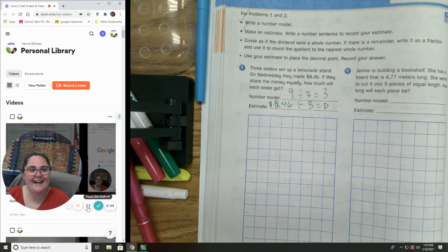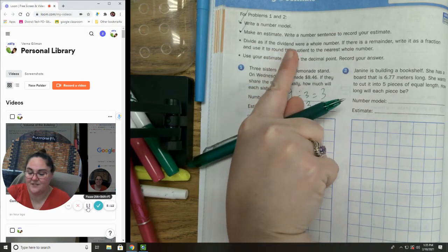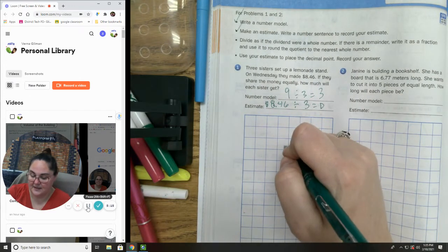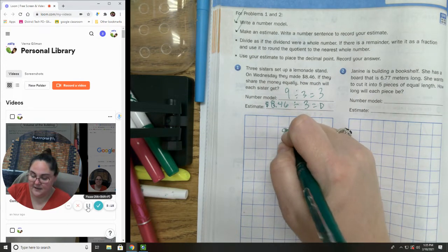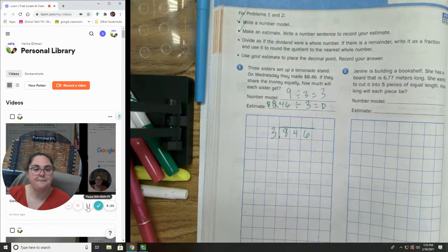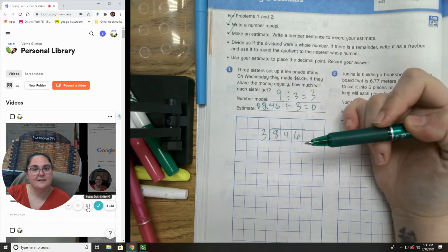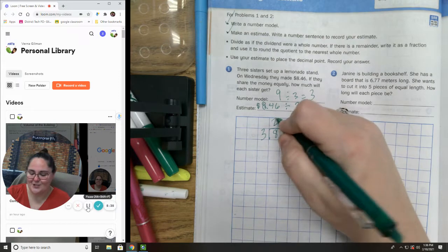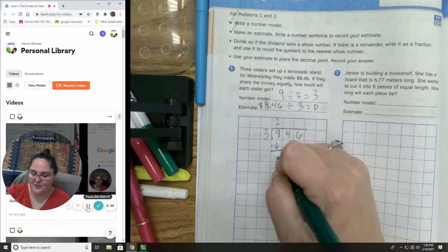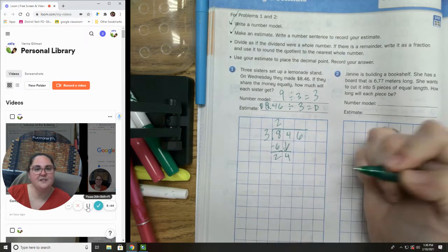Now it says divide as if the dividend were a whole number. If there's a remainder, write it as a fraction. So I'm going to go step by step. Divide as if the dividend were a whole number. So we're going to do 846 divided by 3. That's how I set up my problem down here. And it says to divide, so let's go through it. 3 goes into 8 2 times. 2 times 3 is 6, with 2 left over. Bring down that 4. 3 goes into 24.